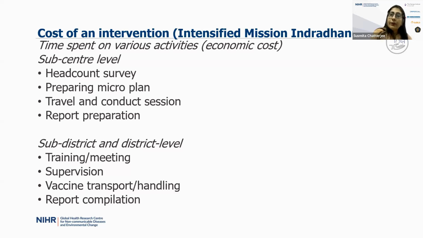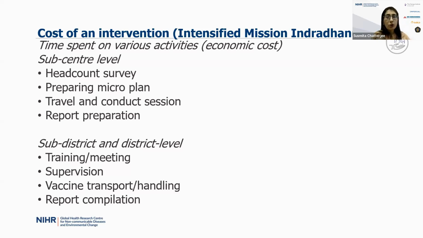So for the headcount survey, we figured out how much time was spent. Preparing the microplan: we asked the A&M, how much time did you spend? Travel and conducting the session: because she traveled to the new session site, sat there, vaccinated the children, came back. Then she prepared the report. We asked all this. How long did you spend for this? How long did you spend for this? Then we have the sub-district and district level training and meeting, because this is a new area. There were lots of training and meetings actually. There was very strict supervision, so we tried to understand how long the supervisors were supervising. We had new vaccine transport and handling.